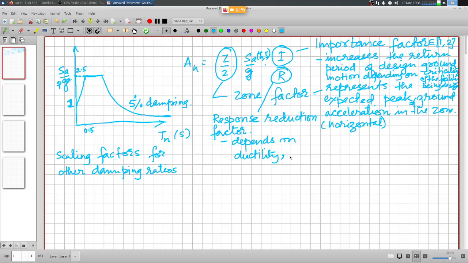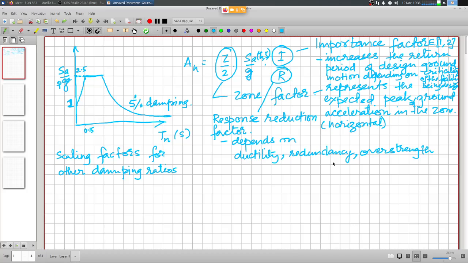and another factor is redundancy in the system, and the third one is overstrength. Because you always provide larger capacities than what is demanded. That's the normal process of designing any facility.